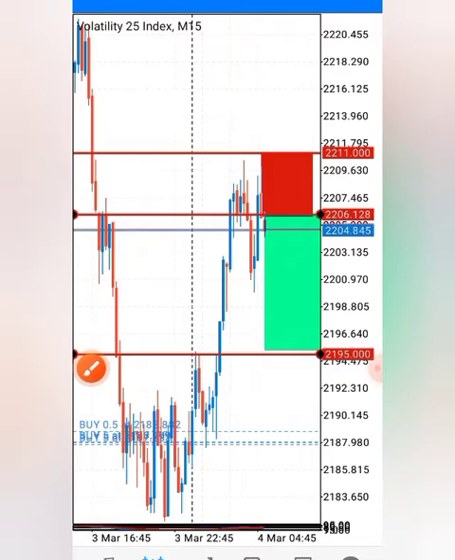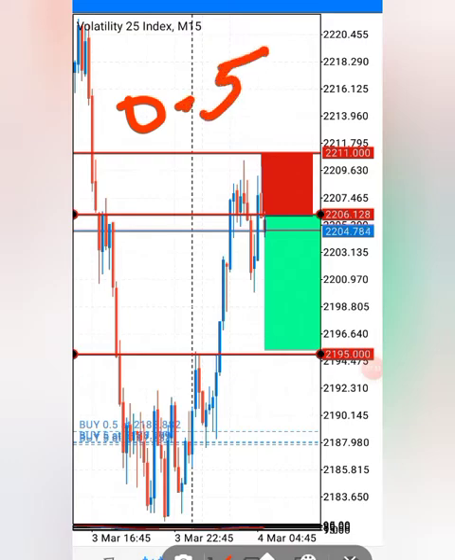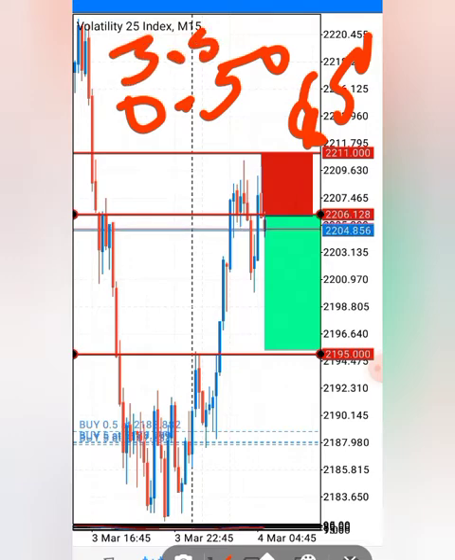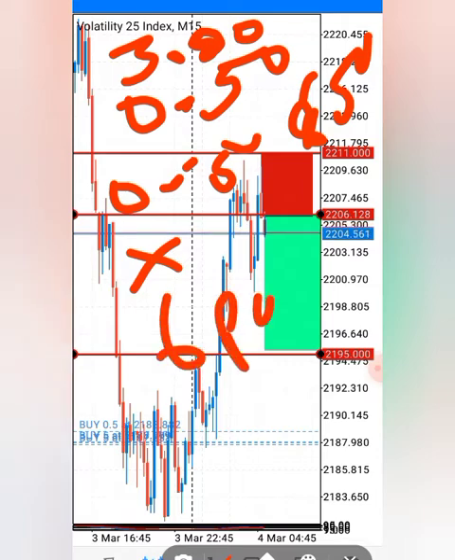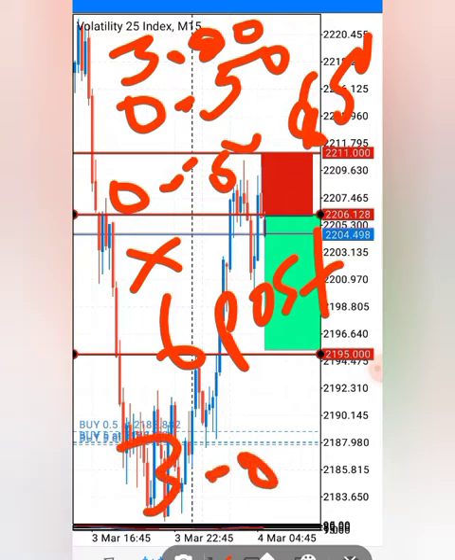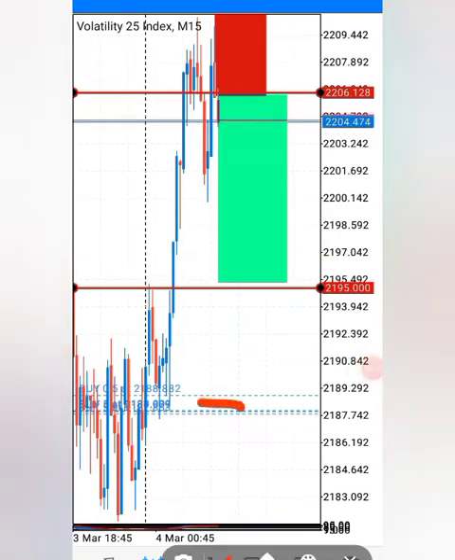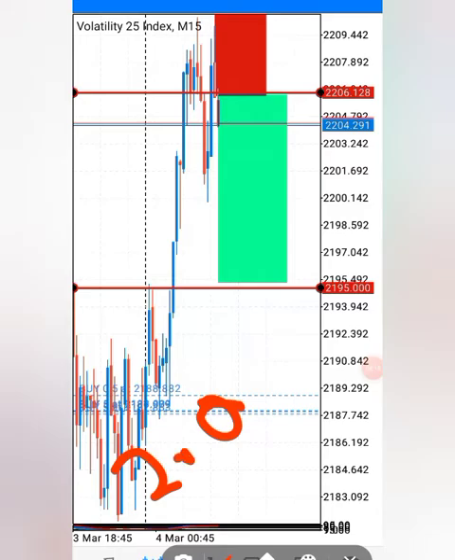But in a situation whereby instead of you placing a 0.50 loss size for the $50 account, you place something like 3.00, or probably you place 0.50 loss size into 6 positions. So 6 positions will be giving you 3.0 loss size. Okay, or let's assume you place it into 2 positions. 2 positions will be giving you 2.0 loss size.